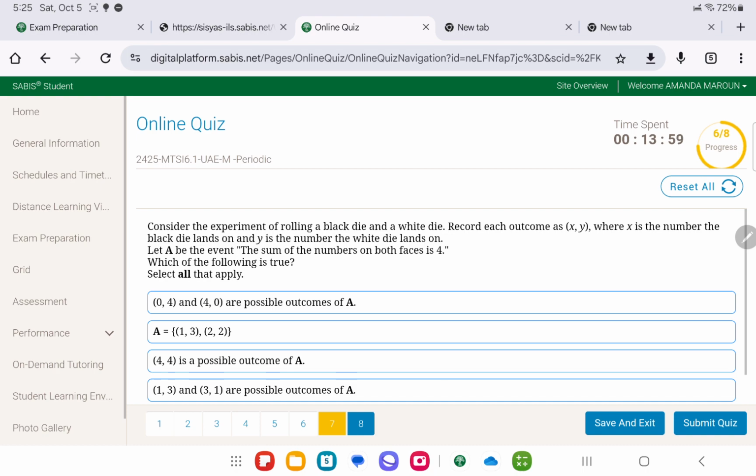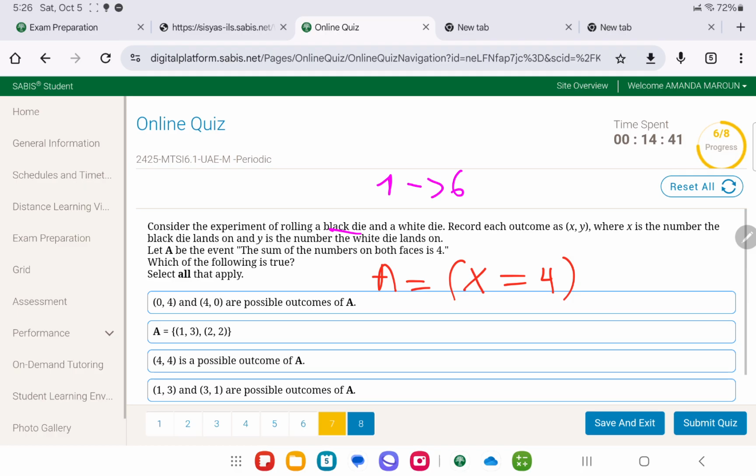Question number 7. Consider the experiment of rolling a black die and a white die. Record each outcome as XY, where X is the number the black die lands on and Y is the number the white die lands on. Which of the following is true? If A is the event, the sum of numbers on both faces is 4. So that means A is equal to X is equal to 4. The sum is 4. Now, in a die, we have the numbers 1 until 6.